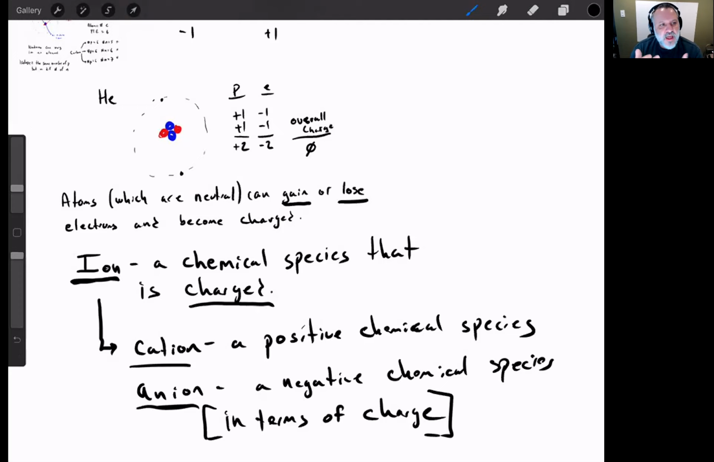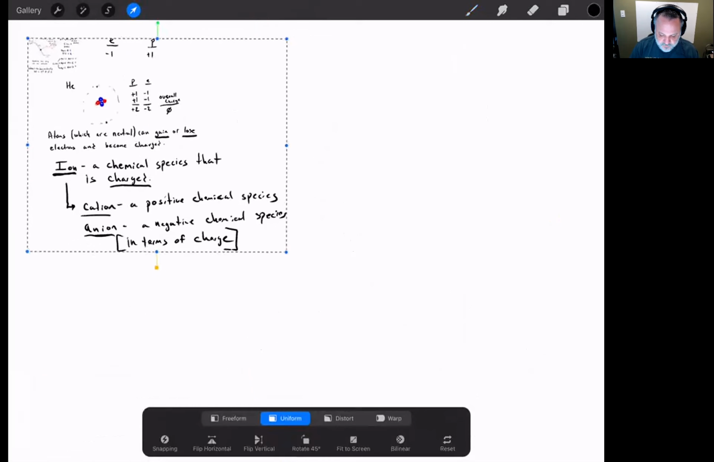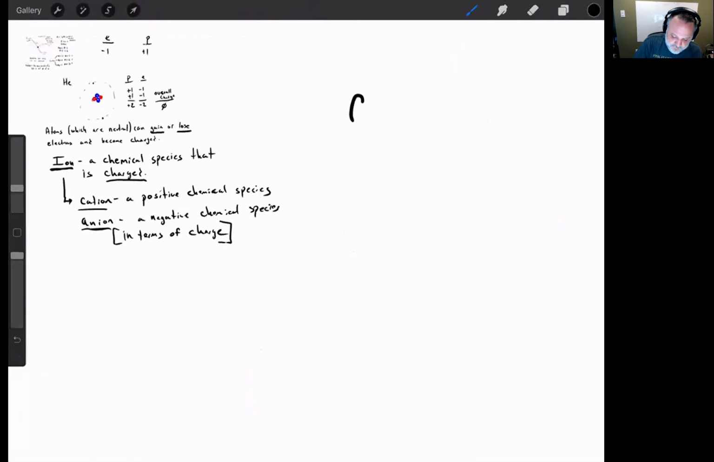One of the things that you're going to have to do in nomenclature is learn how to name species that have positive and negative charges. So let's review really quick. Let's go back to the example of carbon. And what I want to do is introduce a new symbol, or a new way to look at a particular atom.